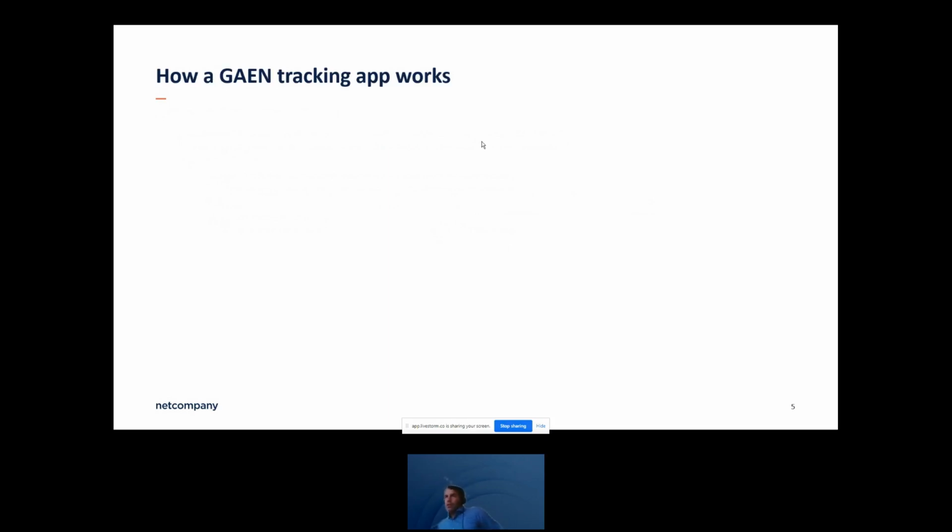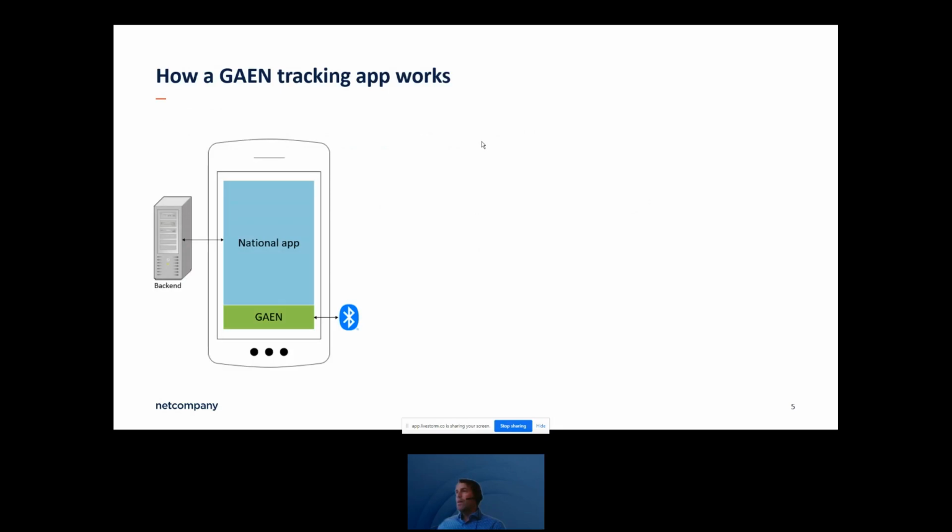So, in general, how does a GAEN tracking app work? This is general for all the national apps, I would say. The blue area is the national app, from the projects I've been working on, the Danish and the Norwegian. This is the code that we developed, and it interacts with the GAEN Google Apple exposure notification framework, which is installed on Android phones and iPhones. This is not something that we developed. It's pre-installed, and it exposes an API which we use, and then the national app can use the functionality of sharing keys, which is done via Bluetooth, and it just happens in a black box, so to speak.